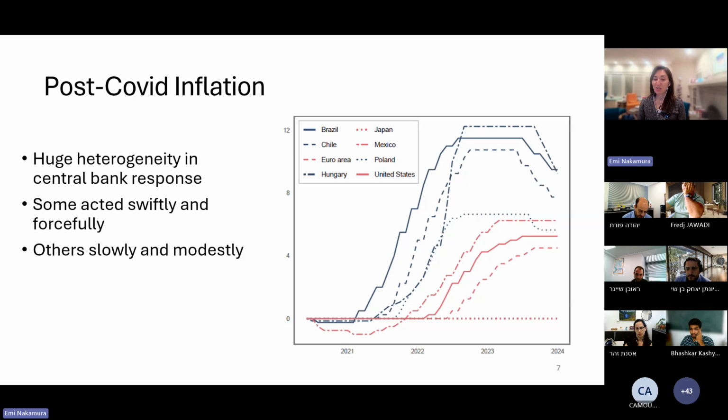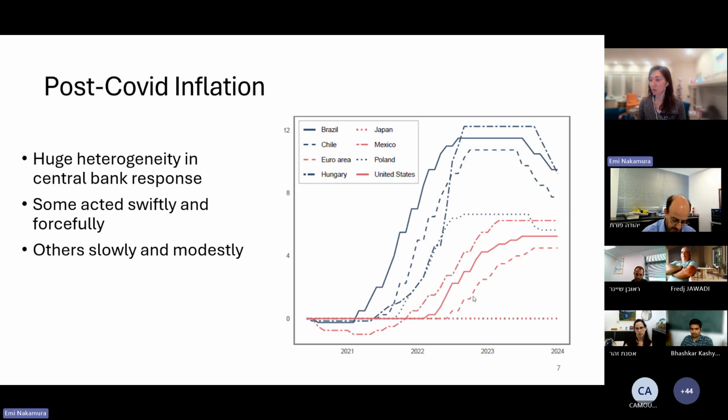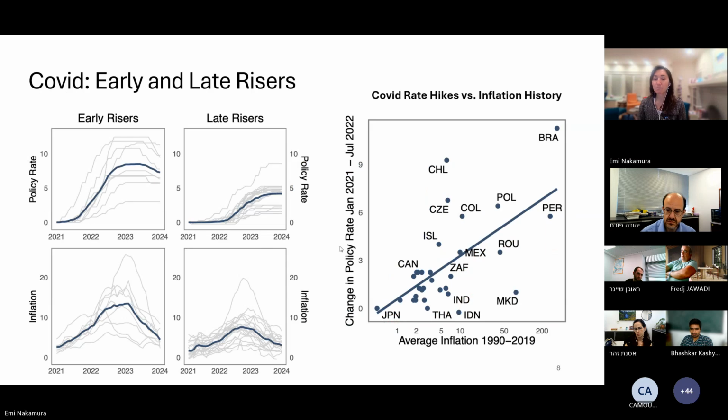So the G7 countries that I was discussing earlier all reacted very slowly and gradually to the COVID inflation surge. So this is what I'm showing you here in red. But other central banks around the world, these are shown in blue here, like Brazil and Chile, responded very quickly and very forcefully. So there was this huge amount of heterogeneity in how different central banks responded to COVID.